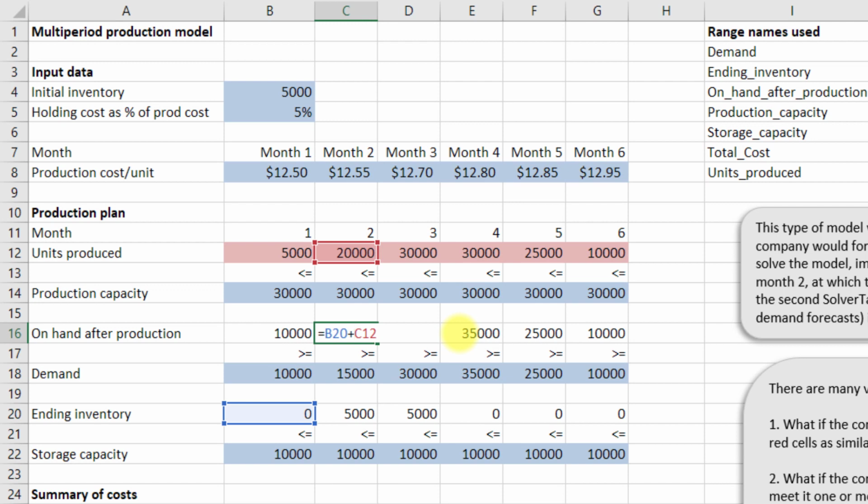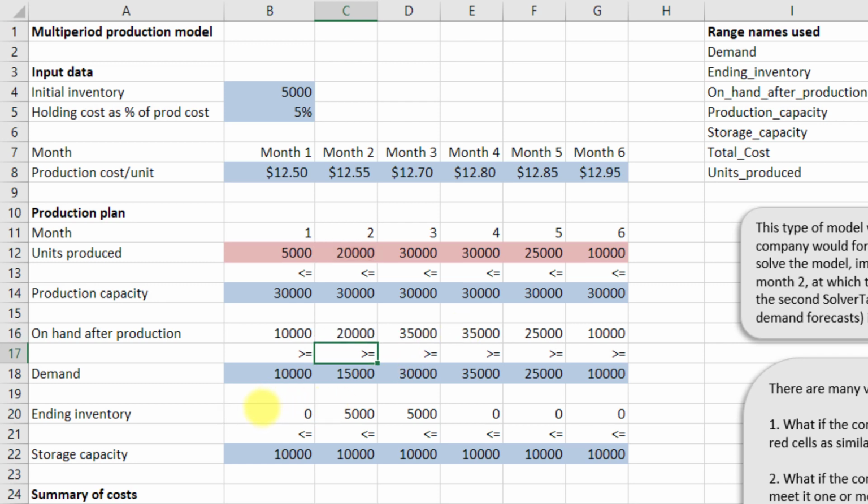In month 2, we take our ending inventory from last month, which becomes our beginning inventory for this month, and to that we add our units produced. So what we have available to sell to our customers is whatever we had left over from the previous month, plus whatever we produced in the current month. Now this formula we can drag across because that stays the same from months 2 to 6.